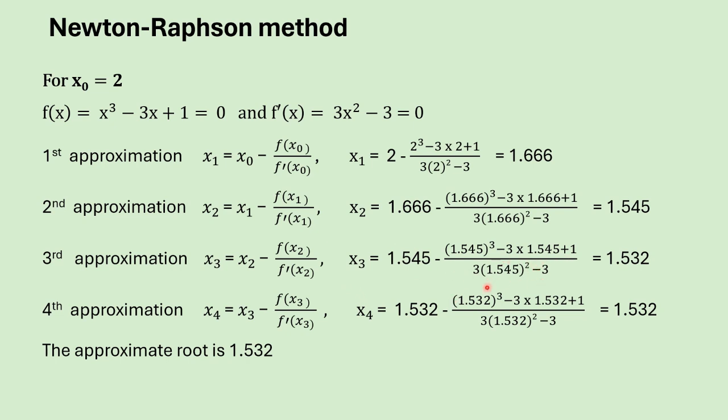Same thing, x4 is equal to x3 minus f(x3) by f'(x3). So the x3 value we have to get from here. We'll put x3 here minus f(x3). In f(x), we have to substitute the value of x3, which is this. We get this. And then in f'(x3), we have to substitute the value of x3, which is this. We get this. On simplification, we get 1.532. Now we see these two values are the same, so we have to stop the iteration, and the approximate root is 1.53.